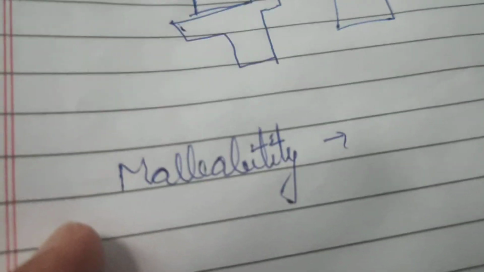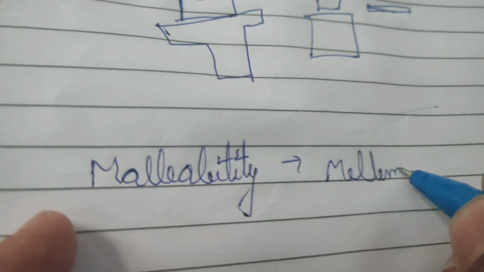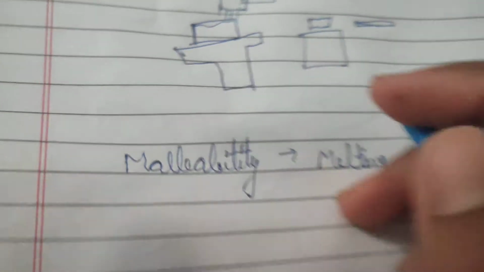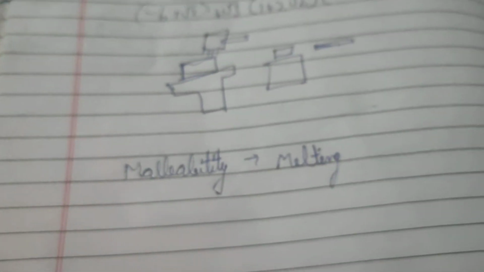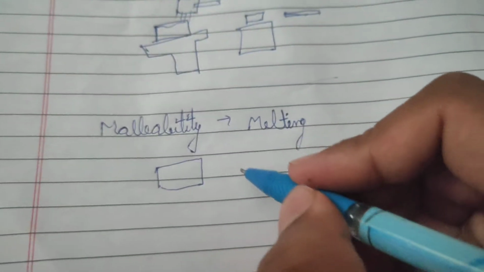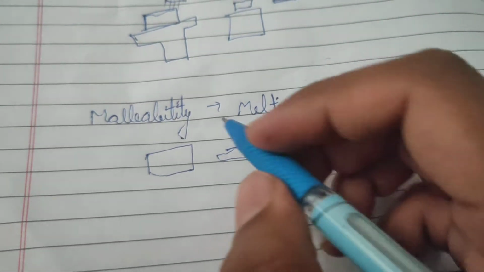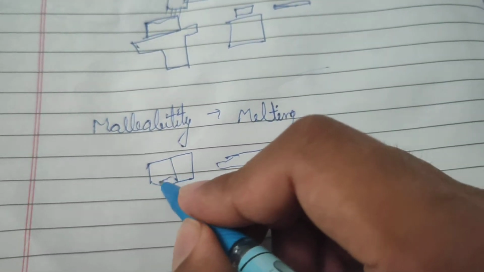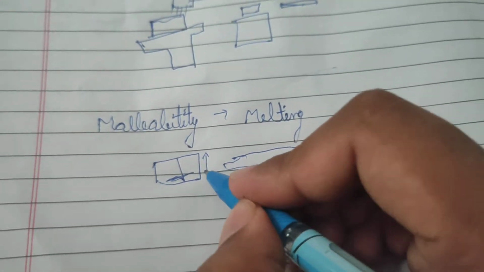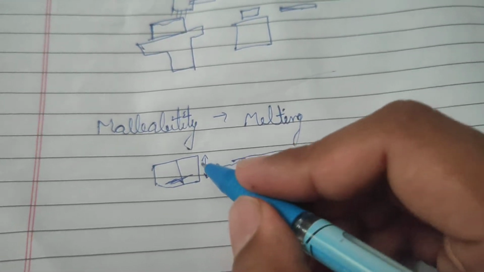Malleability, you can take it as melting, right? Malleability is equal to melting. You can just keep it in your mind that malleability is nothing but melting. So this was an iron bar or anything before, and then it melted like this to form a thin sheet, right? It went from this level to this level.